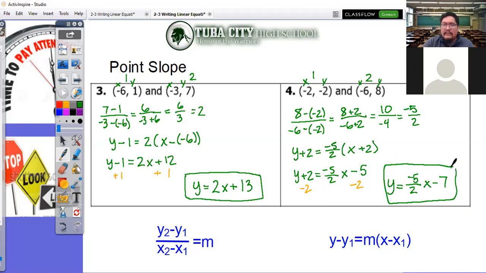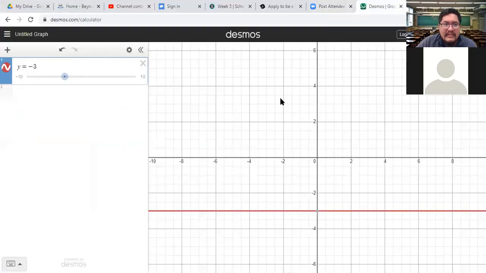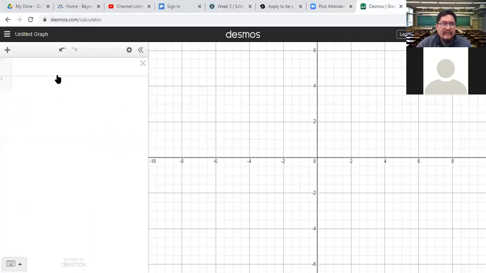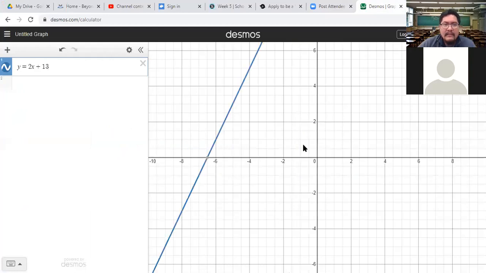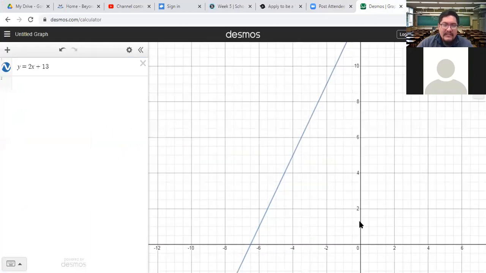And we could use both of these. Let's test them out. If you've got your worksheet in front of you, let's test both of these lines out really quick. I'm going to go over to the internet, to Desmos, which I already have set up here. So let's go ahead and plug some of these in. The first line we had was y equals 2x plus 13. So there you go. That's the answer we got for number 3. And let's test it out. So negative 6, 1. This line should go through negative 6, 1.